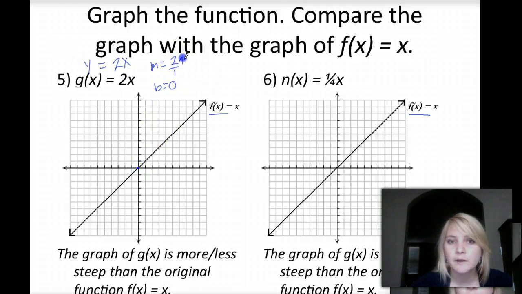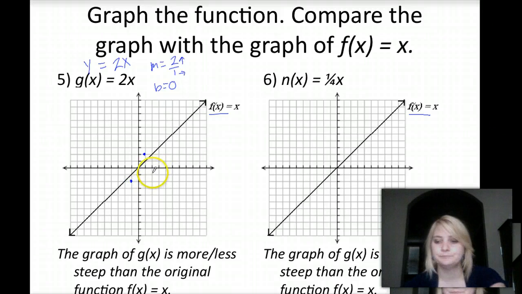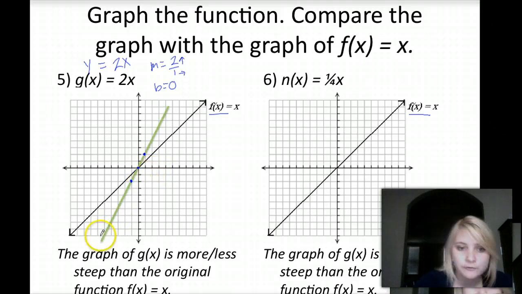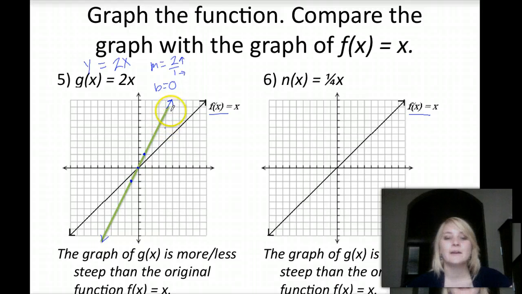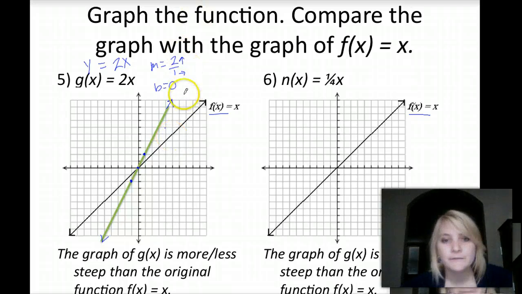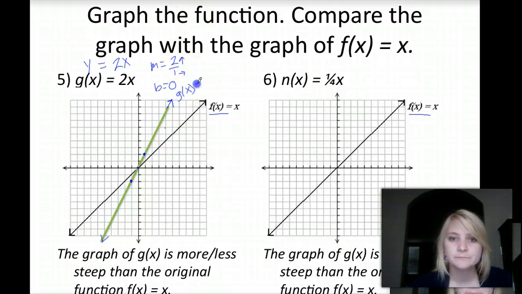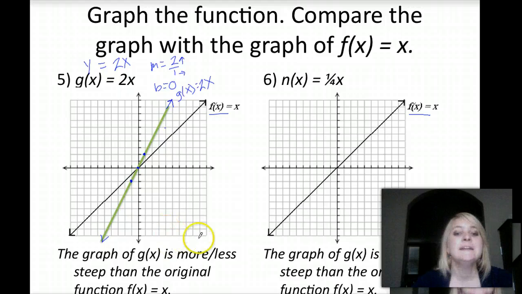Our slope, we go up 2 to the right 1. So up 2, right 1. Or we also can go down 2 units, left 1. Connecting with the straight line, fully extending to the parameter of your graph. And now we're going to compare the green line with the black line. So the graph of g of x, which is in green, make sure we label, and we're looking at it as more or less steep. Now in this case, it's going to be more steep.